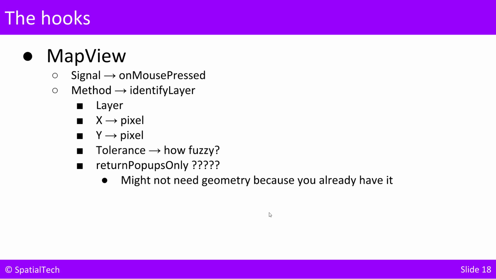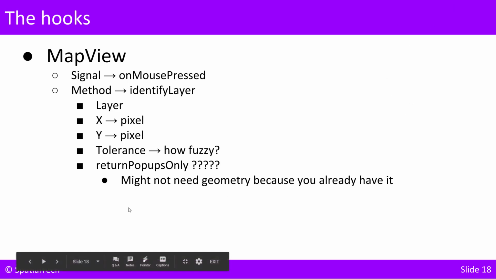Okay. You may not need the geometry because it might already be on your side, so why get it twice, right? If it's an operational layer in a map, then don't ask for the geometry because you actually already have it in the feature table that makes up the feature layer that makes up the layer in the map. So you already have it locally. No need to go get it again.